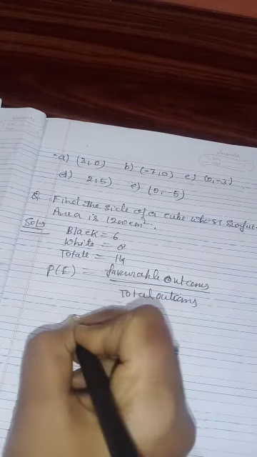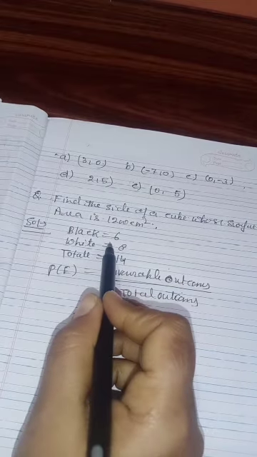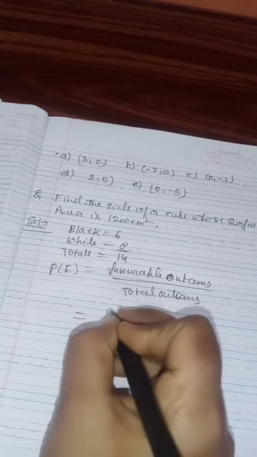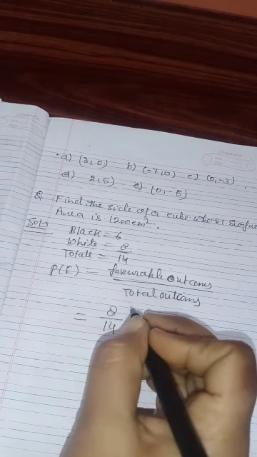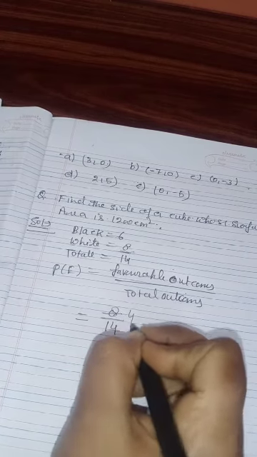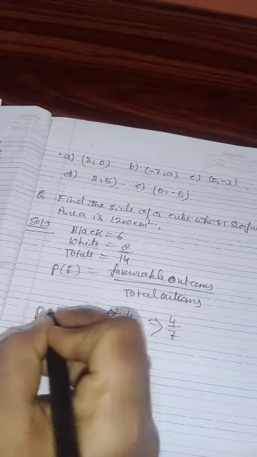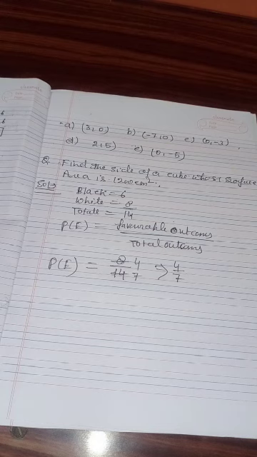So how many favorable outcomes are there? You need a white ball in the question, so favorable will be 8. 8 white balls are there, upon total balls 14. So 2 can be cancelled: 2 4s are 8, 2 7s are 14. So 4 upon 7 will be your probability. This is the proper method to do: apply the formula. Next question.